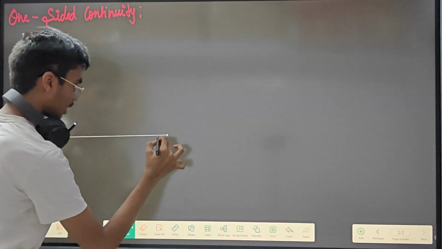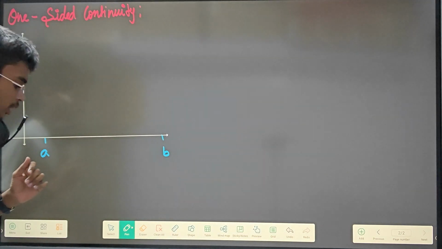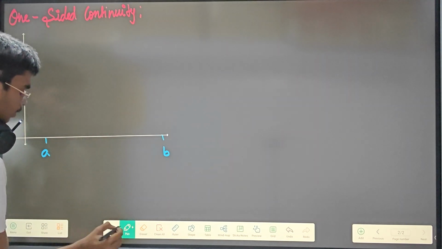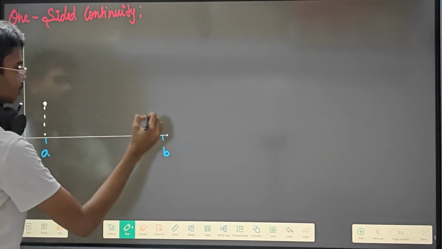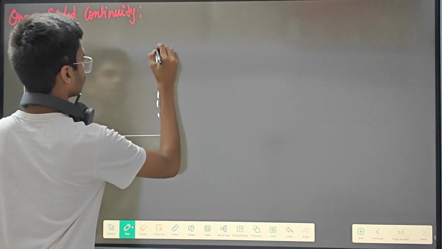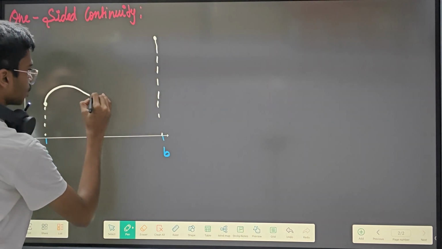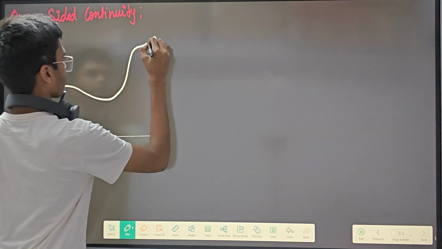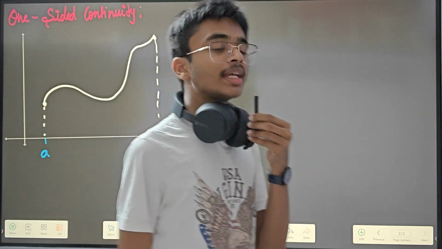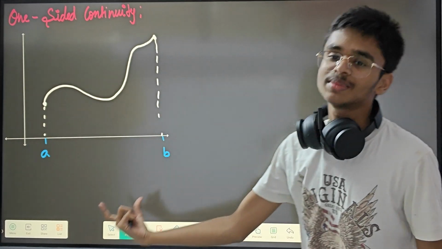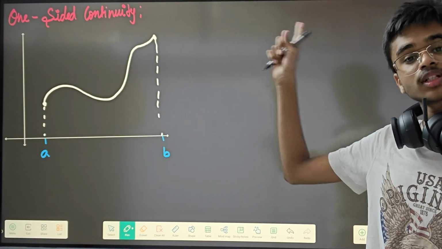So let this be point A and let this be point B. Okay, so I'm going to draw this graph now. Actually, this one concept in applications of derivatives, you will be seeing a similar graph. You will be discussing it in applications of derivatives, and also in relations and functions.